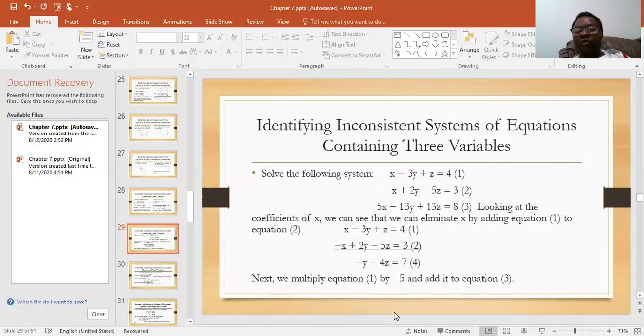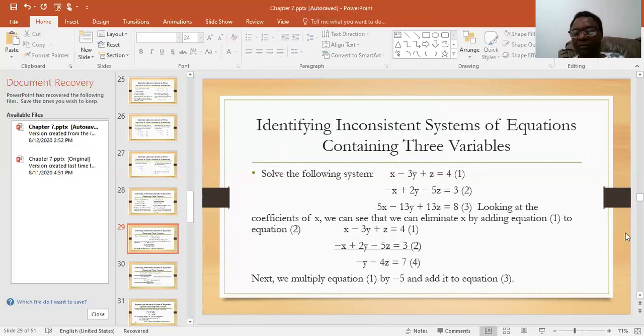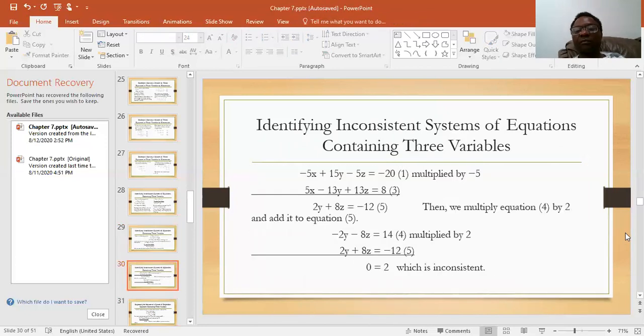So if we look at the coefficient of x, we can add it up here. The first and second equation give us minus y minus 4z. Next, we multiply equation 1 by minus 5 and add it to equation 3, and we will get 2y plus 8z equals minus 12.